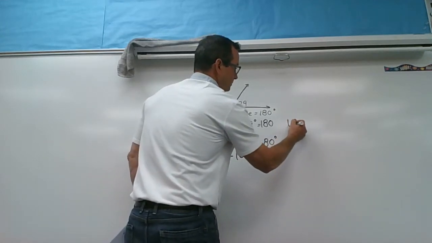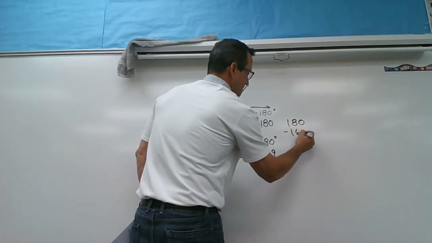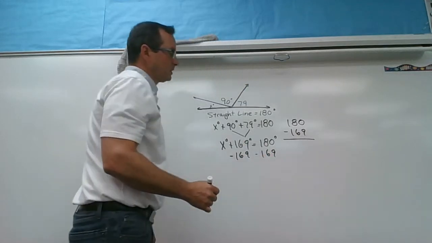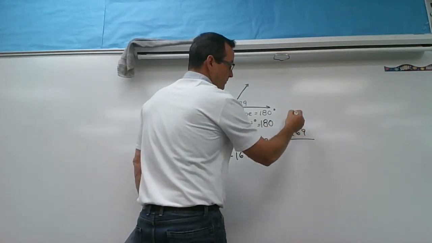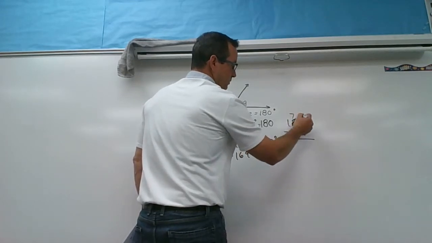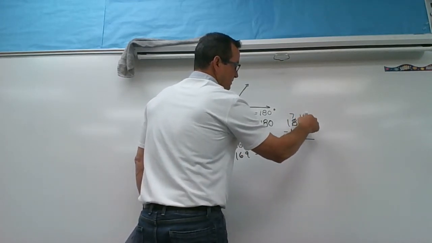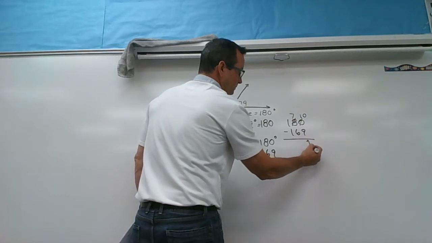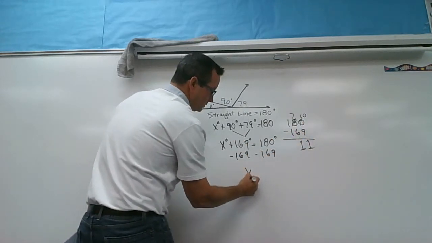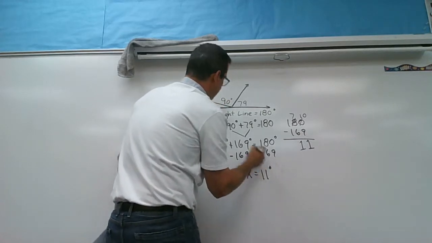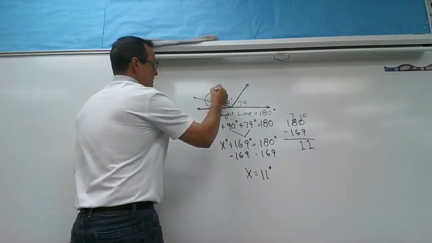So 180 minus 169. I notice that 0 cannot subtract from 9, so I have to regroup. I have to borrow from the 10. So when I add the 10 here, 10 minus 9 is 1. 7 minus 6 is 1. So x is equal to 11 degrees. So this value is 11 degrees.